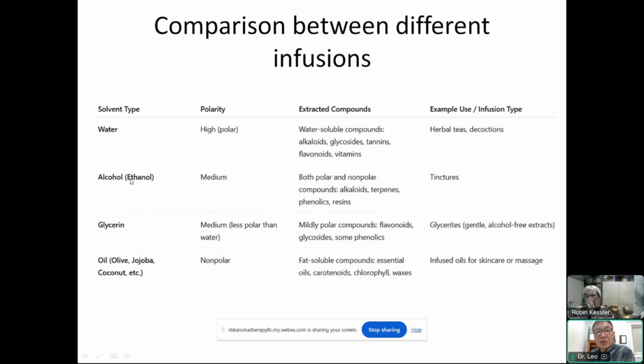Alcohol, the ethanol itself, has low polarity, so it can extract both the polar and non-polar compounds, including the alkaloids, terpenes. Terpenes exist in the essential oil, phytochemicals, that's antioxidants, and the resins. So resin like your frankincense, then you can use alcohol to dissolve the resins.